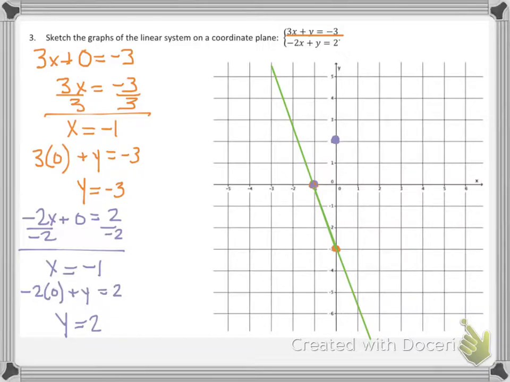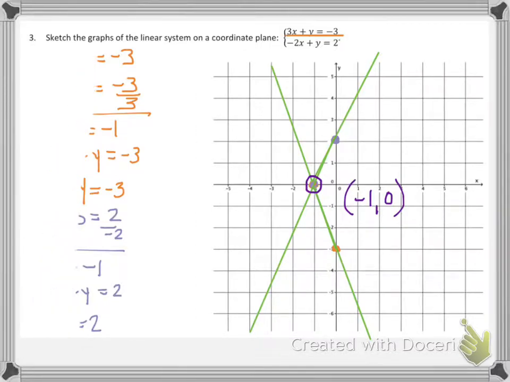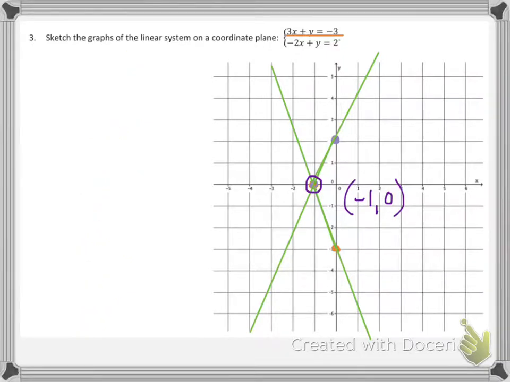And then we can draw the line that's created from that. And you get the idea that we're crossing, this time, the point -1, 0. -1, 0. That looks like our solution. And then to make sure, we just check those x and y values in each of our equations.